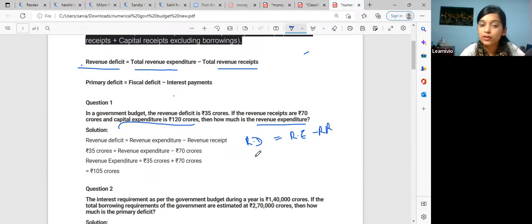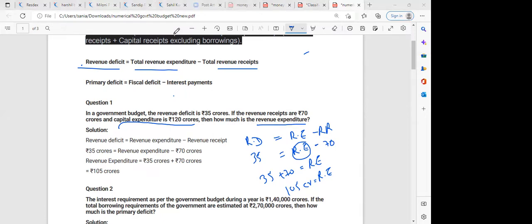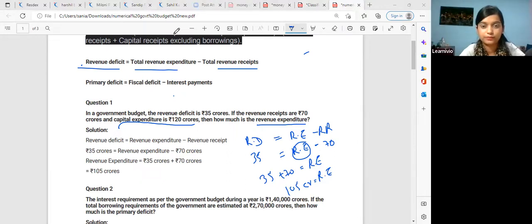They have given you RD, so you write 35 over here, equals revenue expenditure minus 70. If you have to find this, then this thing goes to the other side. So 35 plus 70 will be your RE, and calculating it, 105 crore equals RE. I hope this is the simplest one and you are getting it. Yes or no? Aditya, getting it? And others? Yes, teacher. Adib, Heba, Kushi, Maryam, Mohammed. Yes, ma'am. Okay, good.